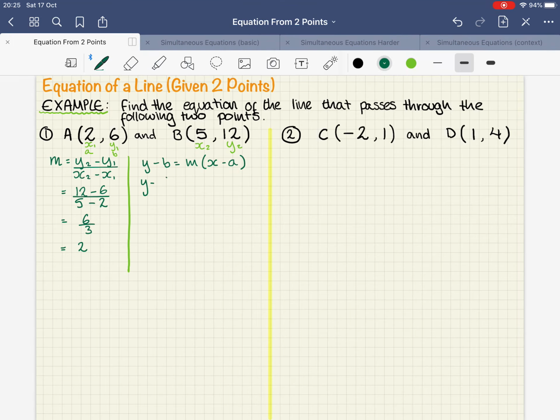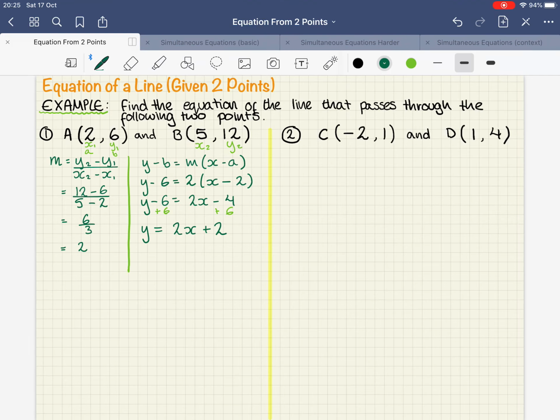So I've now got y minus 6 equals our gradient of 2 that we just found out, bracket x minus 2. Expanding that bracket out, so I've now got 2x minus 4, and then rearranging to get the y on its own. So I've got y equals 2x plus 2.